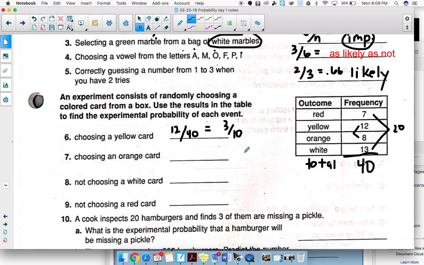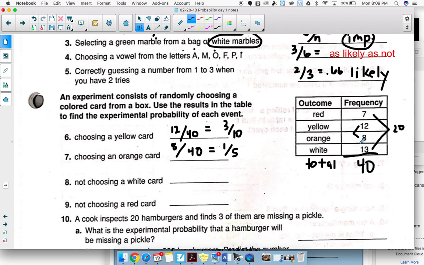Choosing an orange card, again, we still have 40 to pick from. It doesn't say we are keeping the yellow cards out. Each experiment is a unique situation. So choosing an orange card, we're looking at 8 out of 40, which those are both divisible by 8. So we can reduce that down to 1/5.